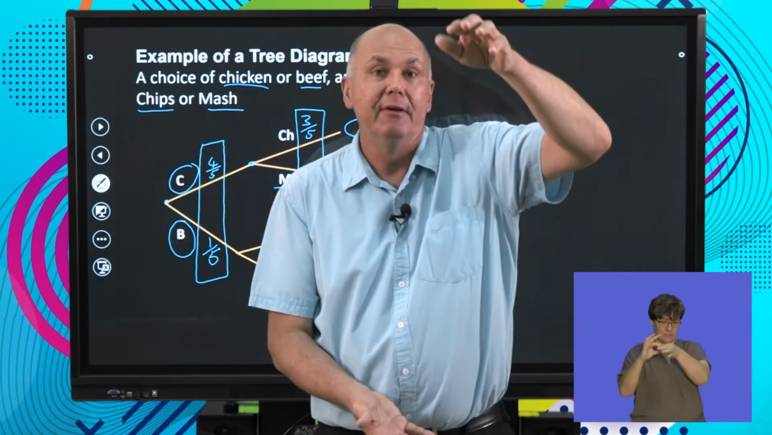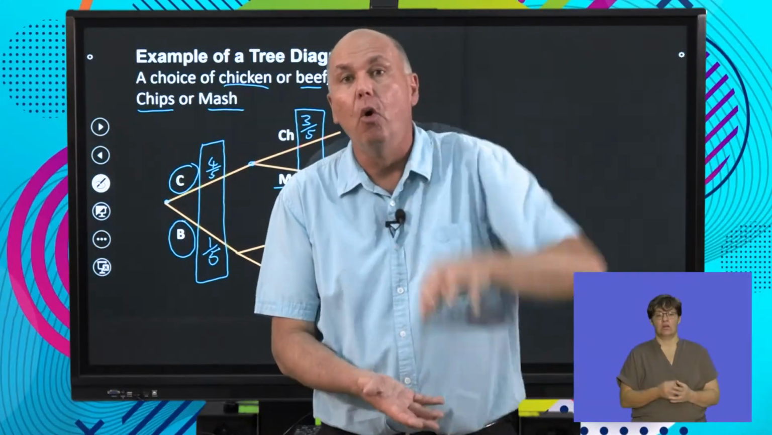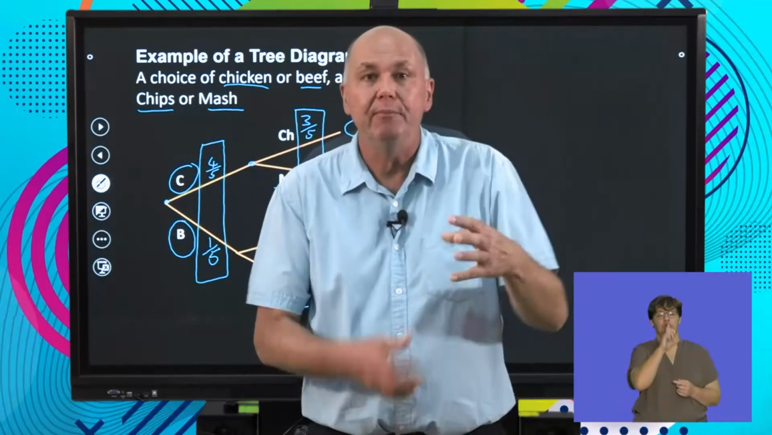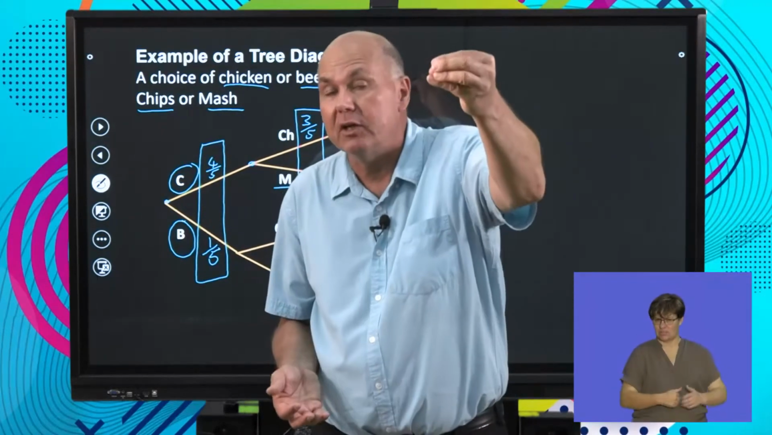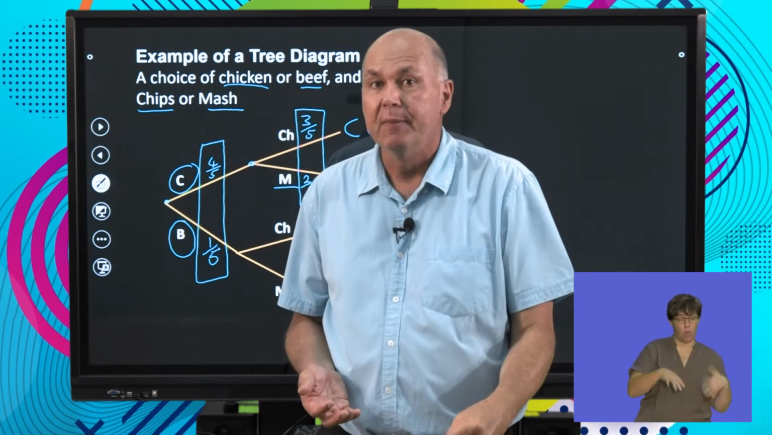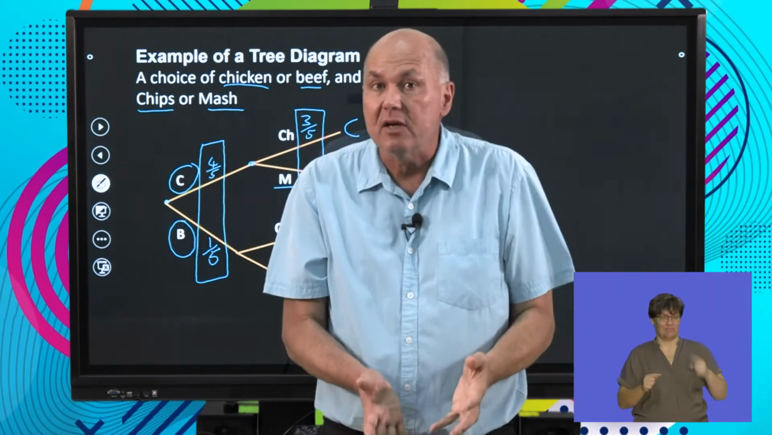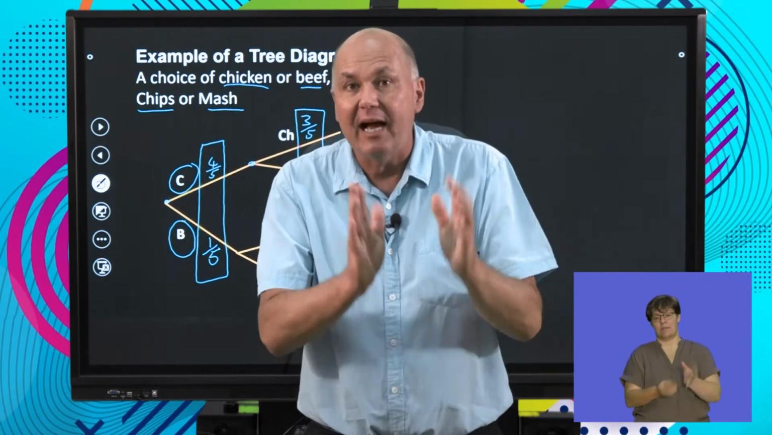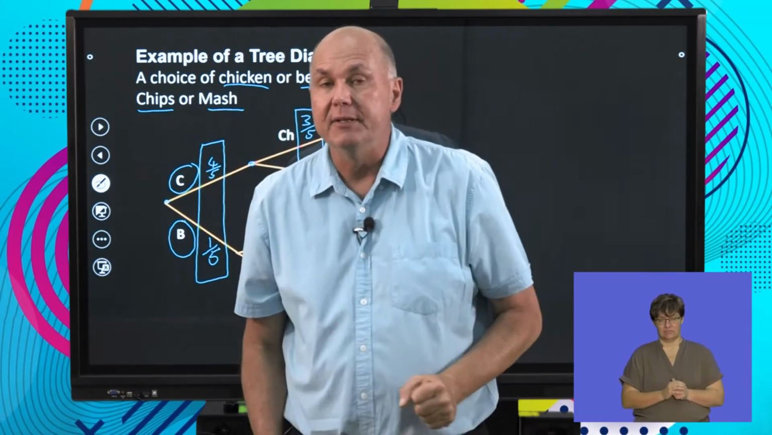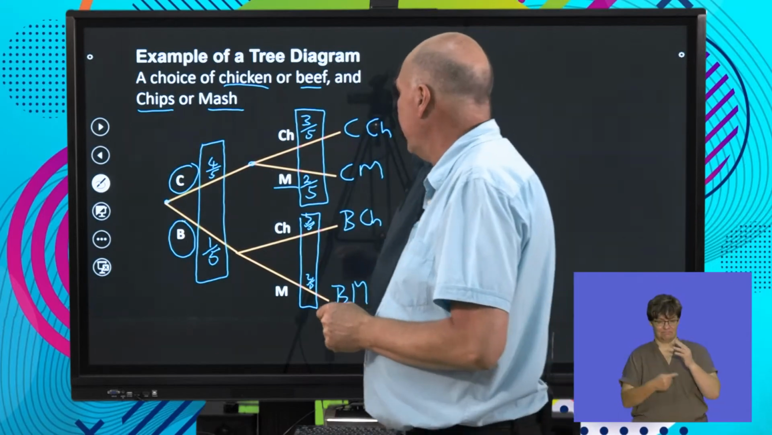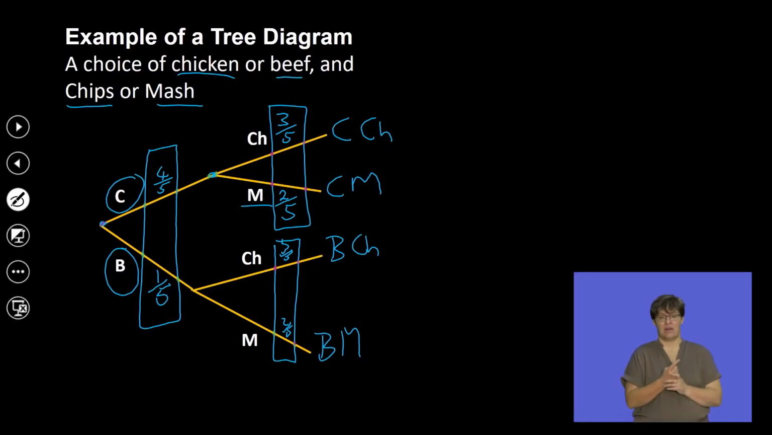You can't have a choice of chicken and beef. You can't be chicken and beef on the same plate. That's not allowed. In the restaurant, you either have chicken or you have beef. So that's in the sample that you've got. It adds up to 1. It includes all the elements there, so they're mutually exclusive. You can't decide that you're going to have chips and mash.